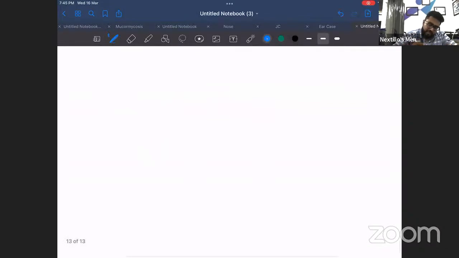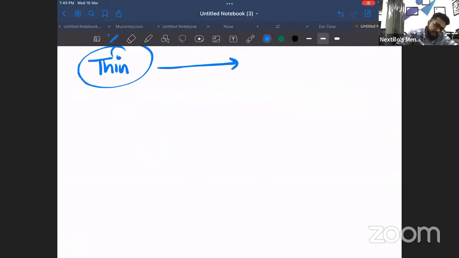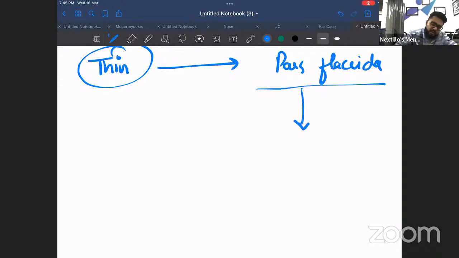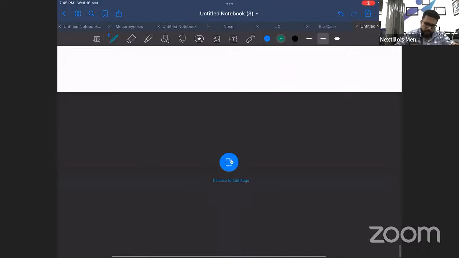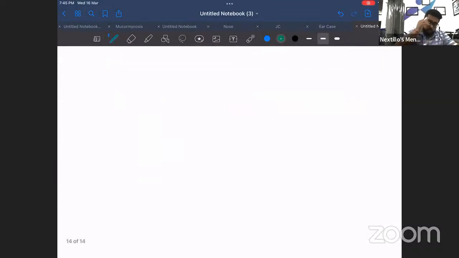Now this middle layer is very thin or deficient, or not present, you can say, in the pars flaccida, and hence the pars flaccida is not responsible for conducting sound. It does not conduct or pass on the vibrations, which the rest usually does. Okay, so this is the tympanic membrane. Before moving to the middle ear, we will start that in the next class.